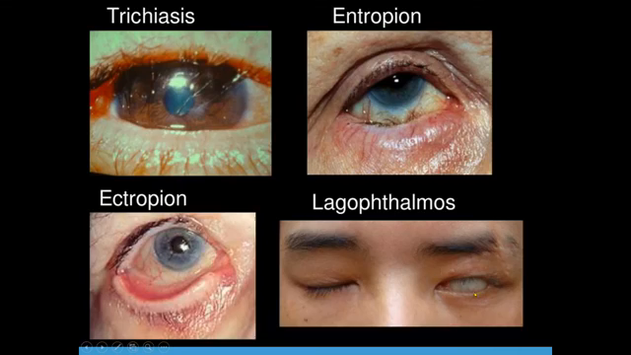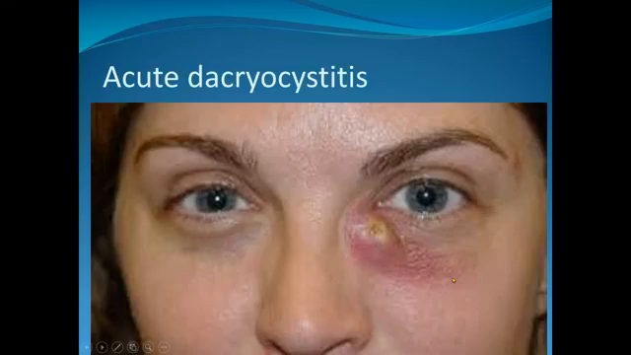Unable to close the eye. This is lagophthalmos. Unable to close the eye. This is a picture of acute dacryocystitis. This is a painful condition. There may be a question.